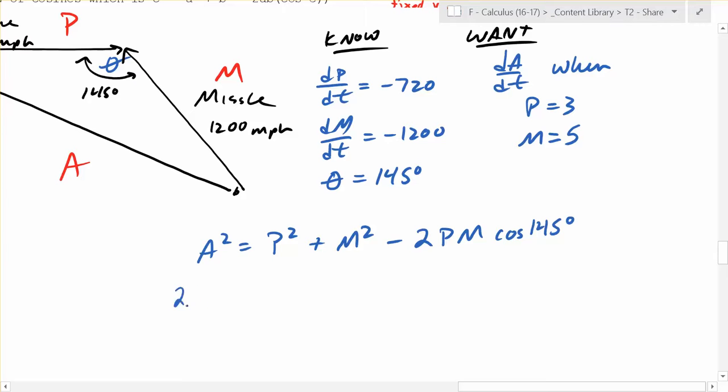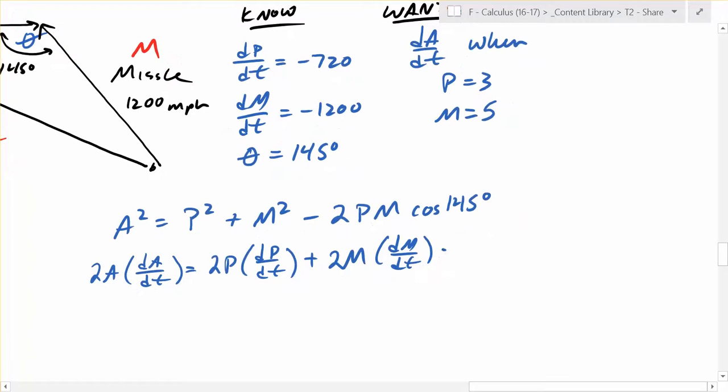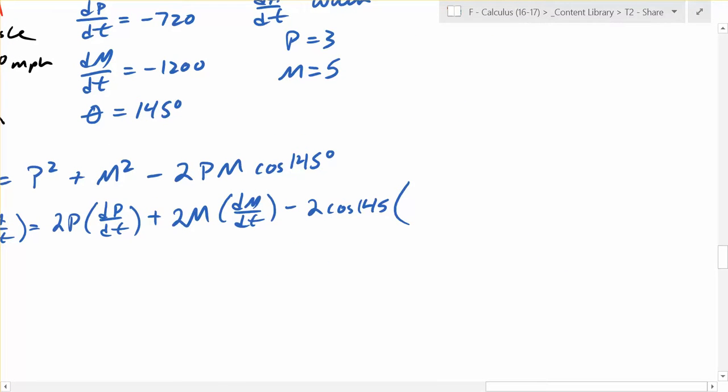So we got 2A times dA/dt. Got it. Can someone tell me what the next thing's going to be? 2P dP/dt. Yep. What's next? Plus 2M dM/dt. Exactly. What's next? What rule do we have to use next? 2 cosine 145. To differentiate this, what rule do we have to use? Product rule. Thank you. So what's the product rule going to tell us that derivative is?